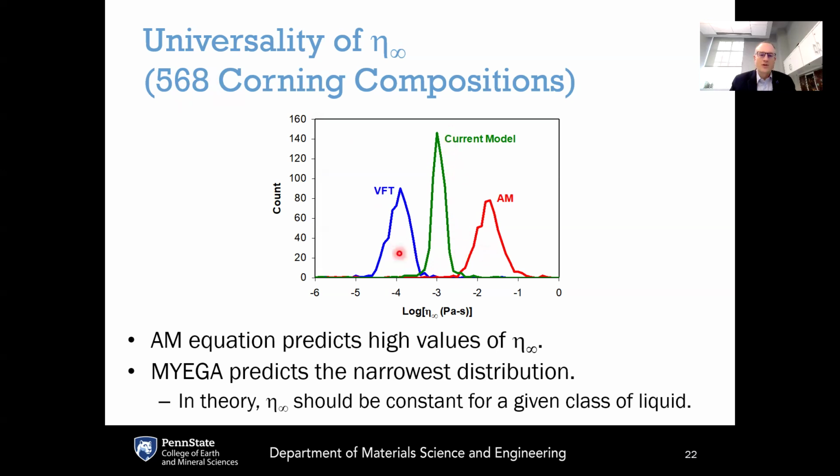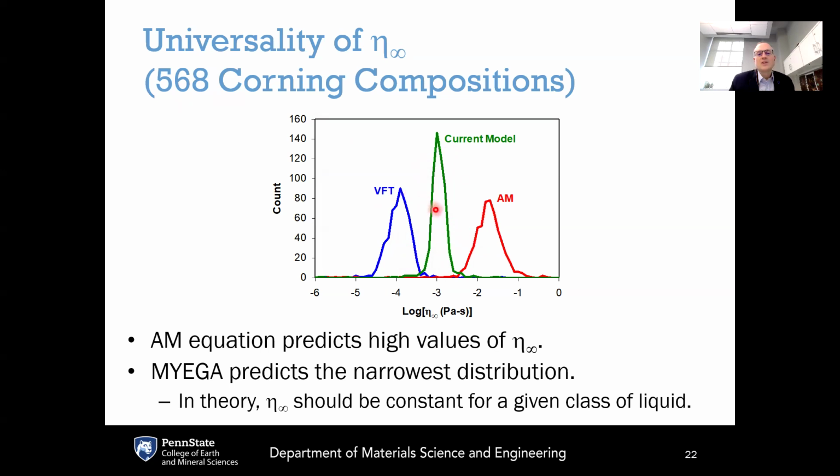Because of the different curvatures of the model, the averages are shifted. From the MYEGA model, it seems like 10 to the minus 3 Pascal seconds is really a more accurate estimate for this infinite temperature viscosity compared to what Angel had obtained from the VFT equation.